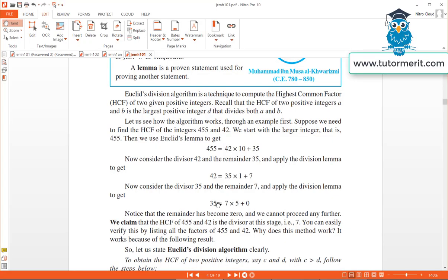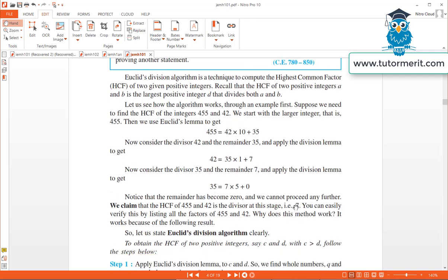So coming back to your chapter here, this is what they have done, and they have shown you that every stage you just keep repeating the whole process till you find the remainder equal to 0, and at that particular stage your divisor becomes your HCF. So here 7 would be your HCF.